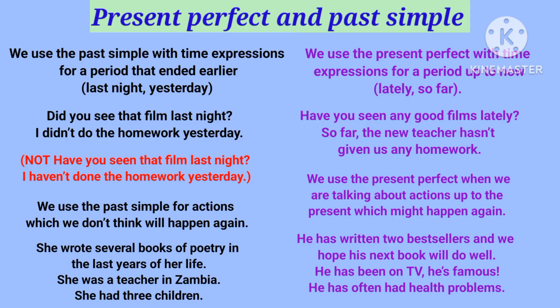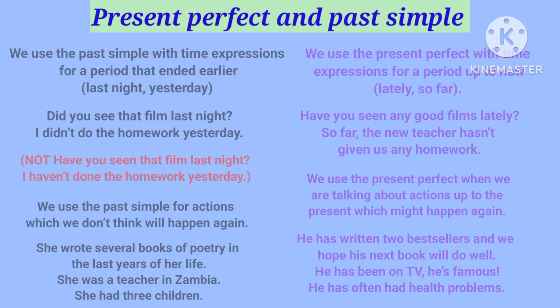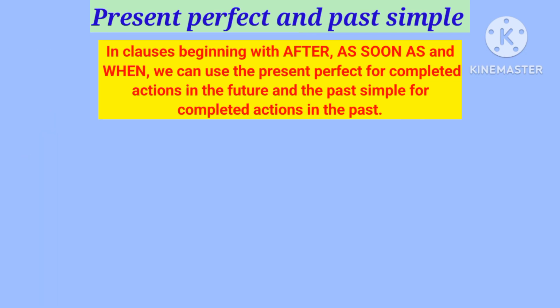But when we say she wrote several books of poetry in the last years of her life, we don't think this action will happen again, right? We don't think she will write another book in the future. She was a teacher in Zambia. She has 3 children.